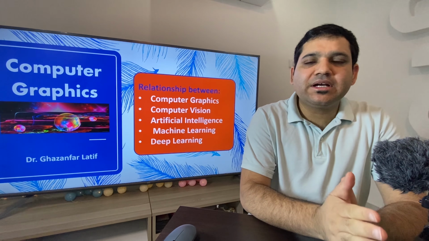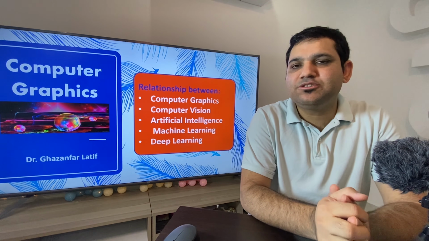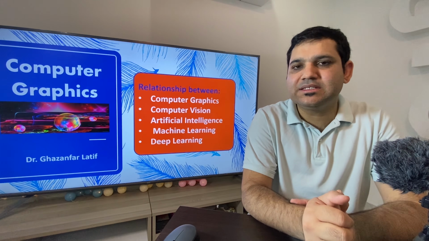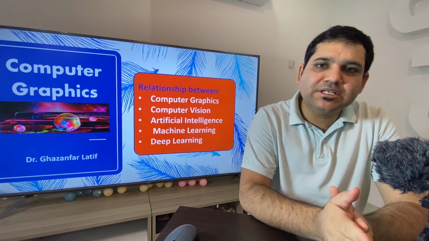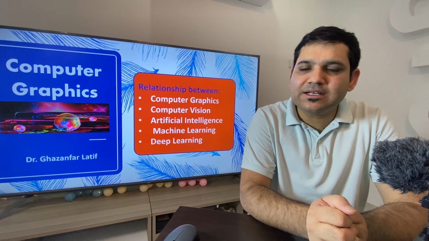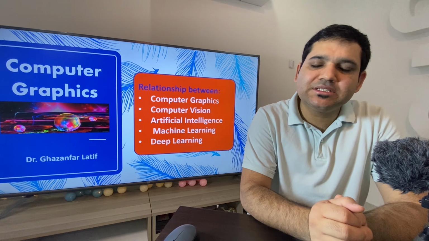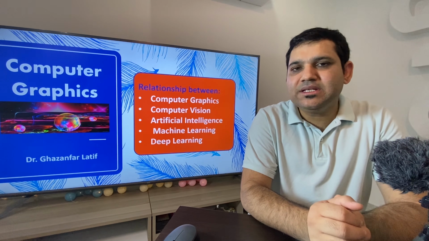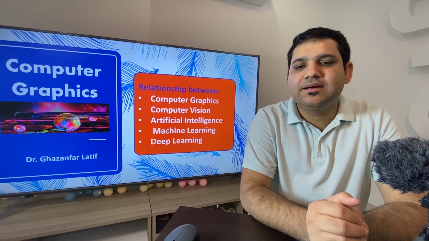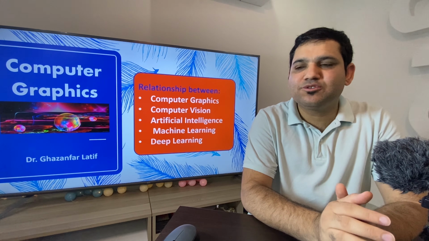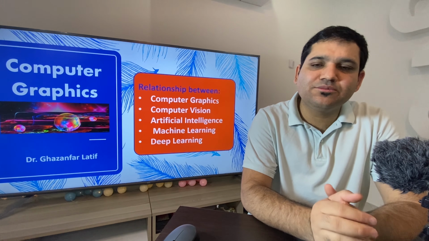So in computer graphics, the output is always another graphical thing or a new graphical model or design. While in computer vision, the input is graphical data in the form of video or visual information, images, and the output is some decision information. So that is almost opposite of each other in terms of producing the output and in terms of taking the input.